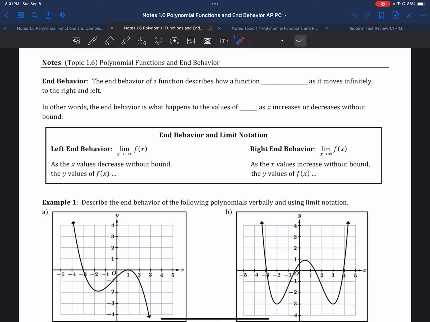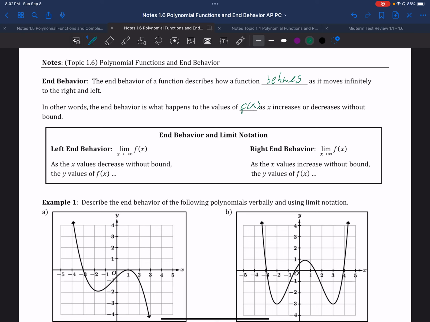So the end behavior of a function is going to describe how a function behaves as it moves infinitely to the right or to the left. In other words, the end behavior is what happens to the values of f of x, or your y values, as your x's increase or decrease without bound. So all that means is, what happens to your y values as your x's go indefinitely to the right side or the left side.